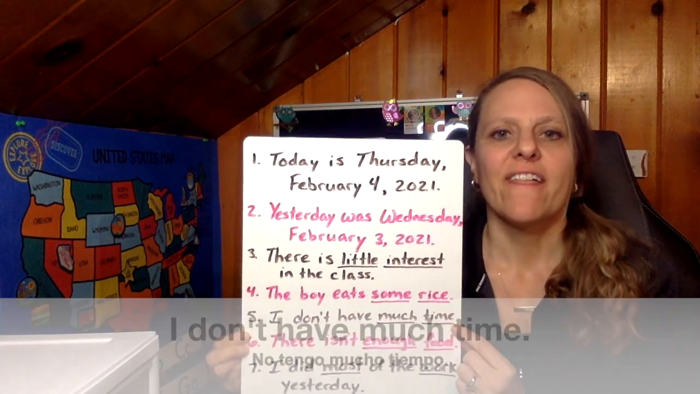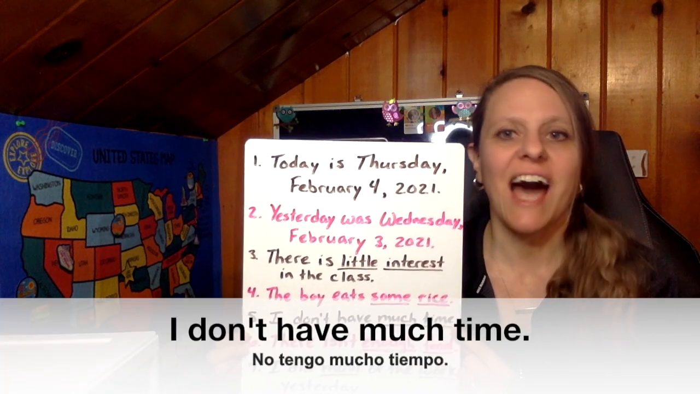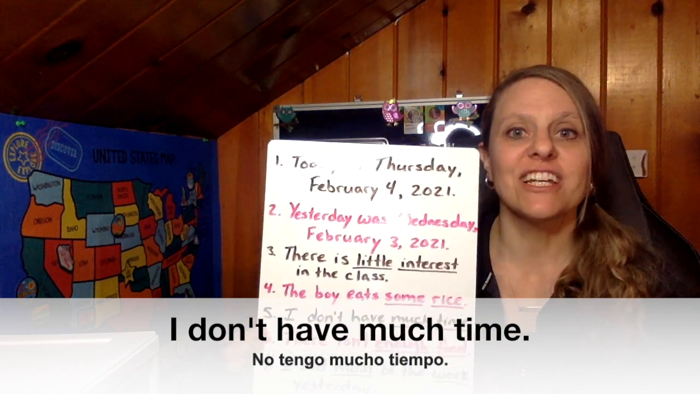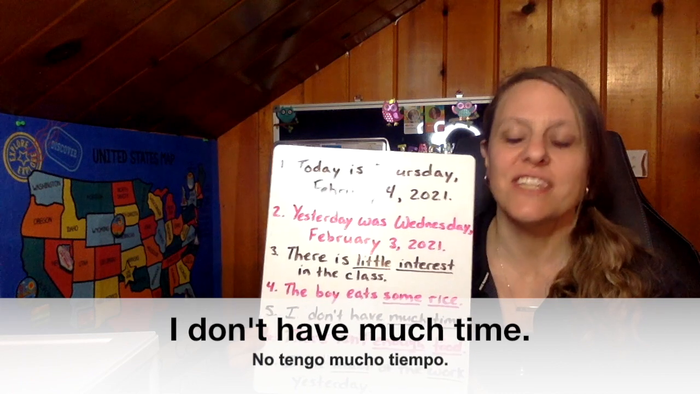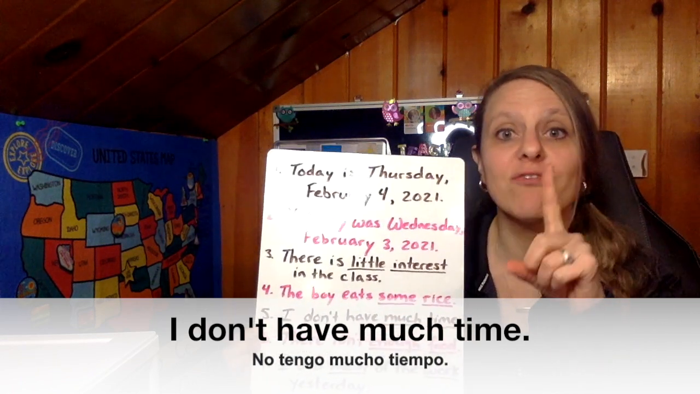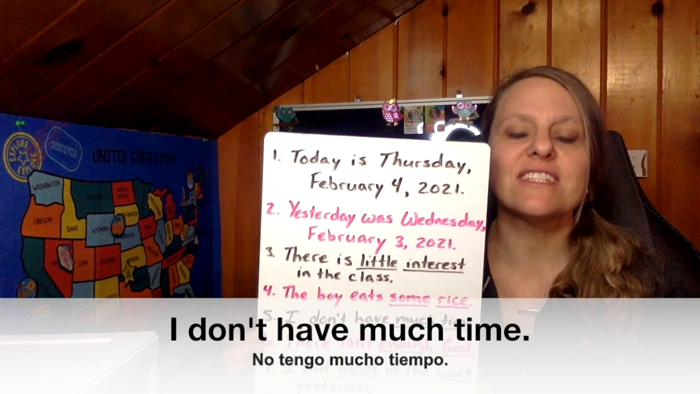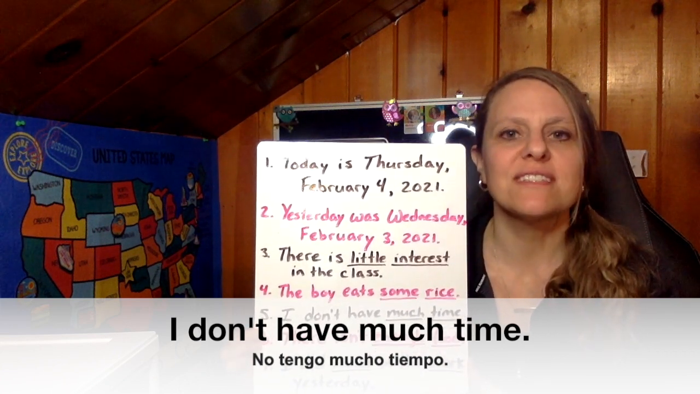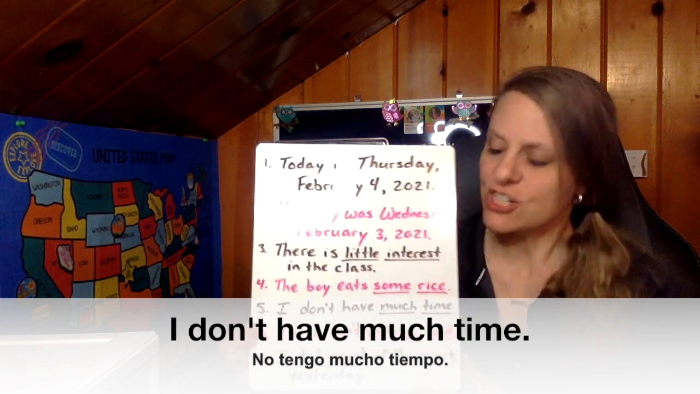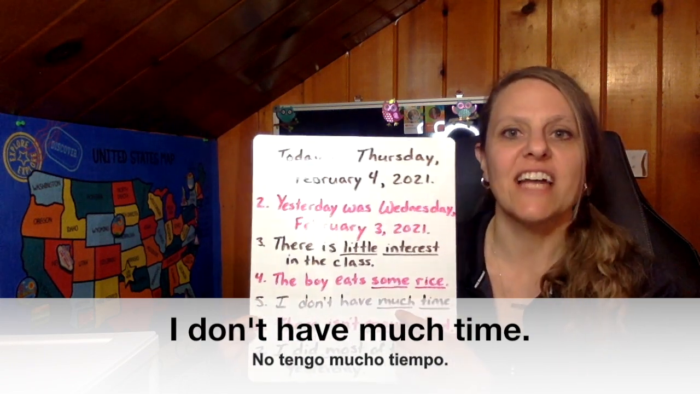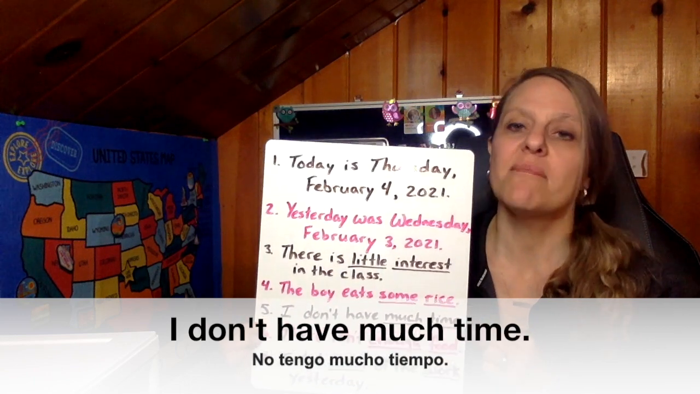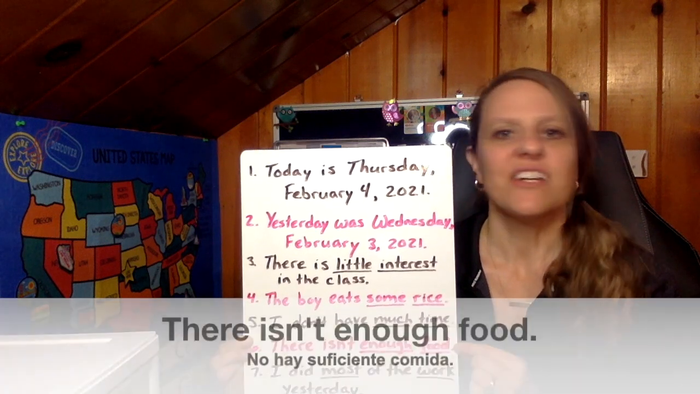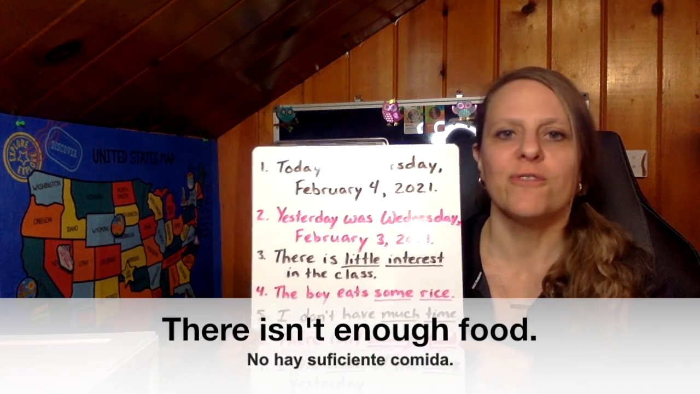Number five, I don't have much time. Oh, we have a contraction. Remember, when we use a contraction, the apostrophe takes the place of one letter and we combine two words into one. Instead of saying I do not, we can use I don't. I don't have much time. Much is the adjective of quantity. Time is the noun.